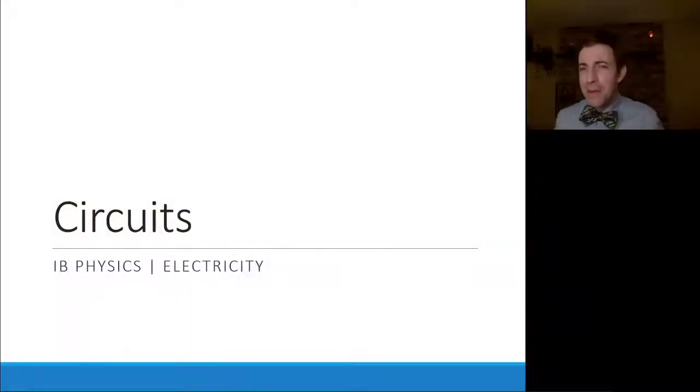In the last video, we introduced the four main electrical properties and talked about some mathematical relationships between them. In this video, we're going to introduce the concept of a circuit, but we're going to keep it pretty conceptual. We're not going to get into the math just yet. We're going to talk about how circuits are designed and how we're going to make some measurements based on those circuits.